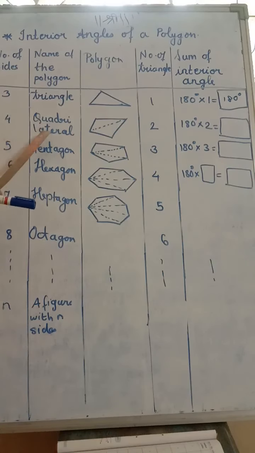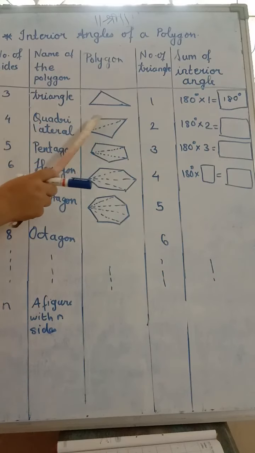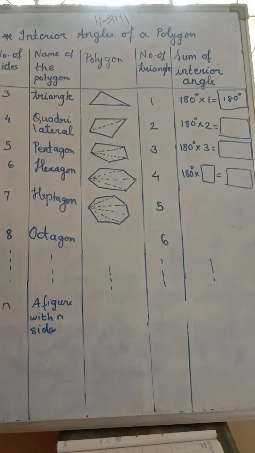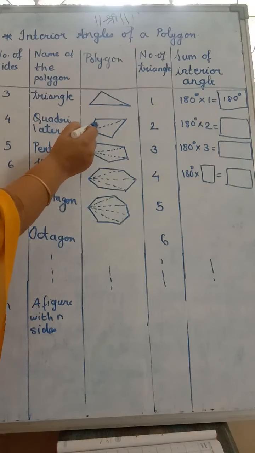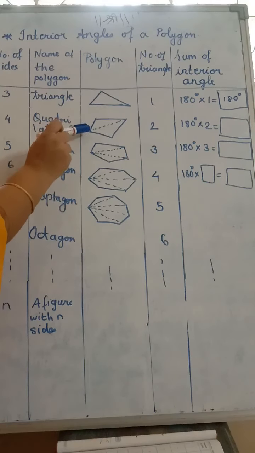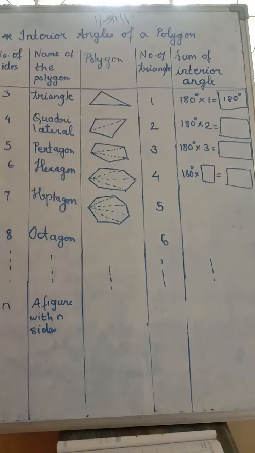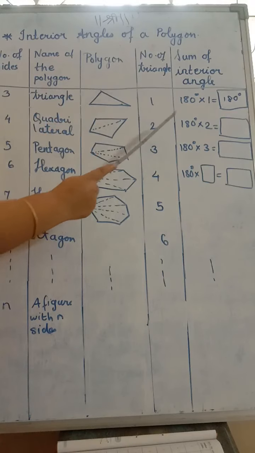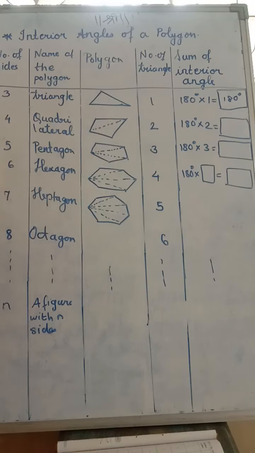Now we will take the number of sides as 4. Then what will that polygon be? Quadrilateral, a figure with 1, 2, 3, 4 sides. Now from one vertex, join other vertices in such a way that triangles will be formed. We have drawn a dotted line, and because of that dotted line, how many triangles are there in a quadrilateral? 2. Means 180 and 180. In short, we can write 180 into 2, which is 360 degrees.